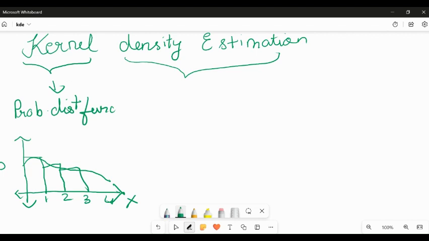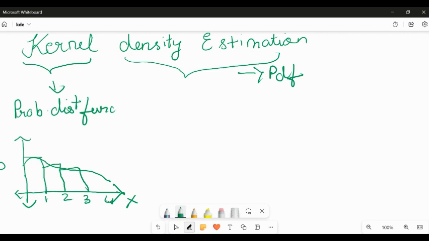So what is density estimation? First, let's understand what it is. It is a statistical technique used to estimate the probability density function, called PDF, of a random variable based on a set of observations or data. We are finding it based on our data.